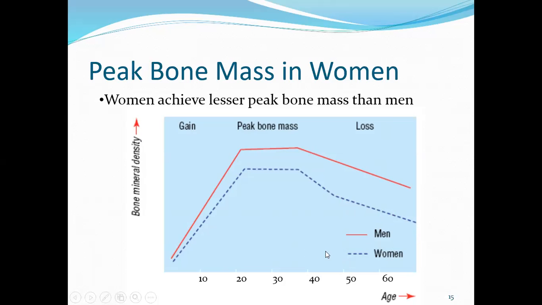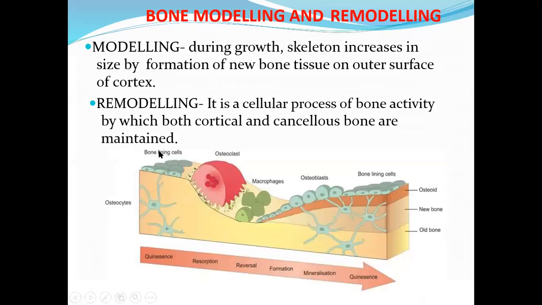Okay, now bone modeling and remodeling. Modeling, not like they are heroes or going to make modeling, not like that. Modeling means during growth, the skeleton increases in size by the formation of new bone tissue. As growth occurs, new cells are formed and old cells are replaced. But the rate of dead cells is somewhat slower as compared to new regenerating cells, so growth occurs. That is modeling: the size and the formation of new bone tissue on the outer surface of the cortex.